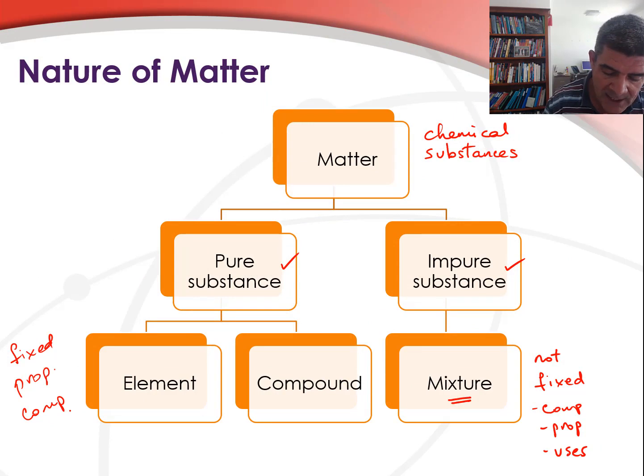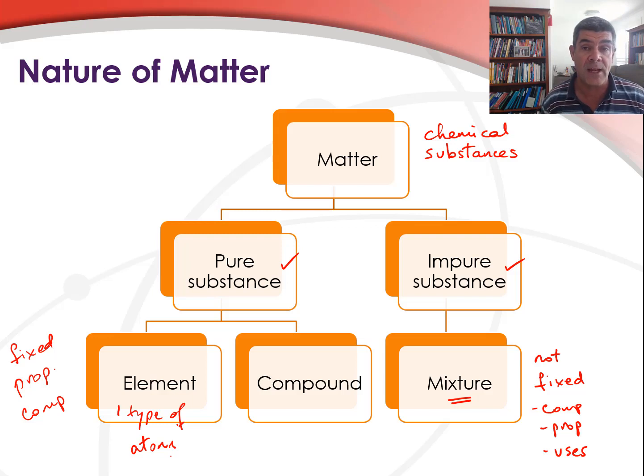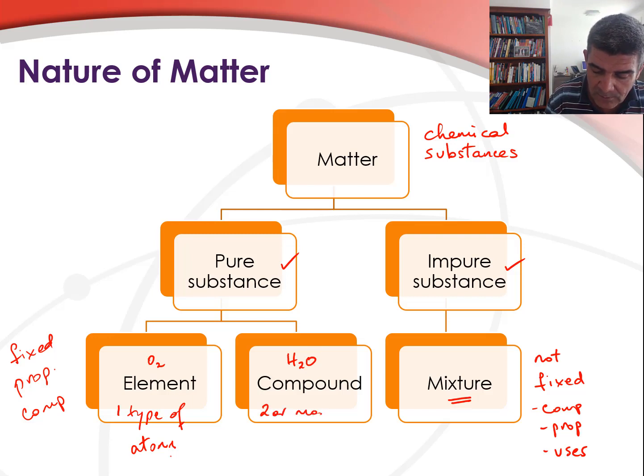Now, elements are made up of only one type of atom, as we saw on the previous video with oxygen. Oxygen can be O2, but that O2 is still two atoms of oxygen. They're both the same type of atom, so it still qualifies as an element. However, something like H2O is a compound. It has two or more different types of atoms.